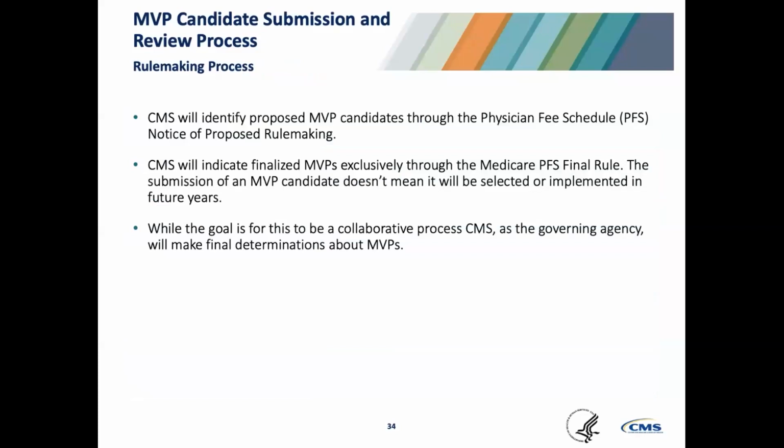After the 45-day candidate feedback period, CMS will identify proposed MVP candidates through the physician fee schedule, notice of proposed rulemaking. CMS will indicate finalized MVPs exclusively through the Medicare PFS final rule. The submission of and/or the posting of an MVP candidate for general public feedback doesn't mean it will be selected or implemented in future years. While the goal is for the MVP candidate submission and review process to be a collaborative process with CMS, CMS as the governing agency will make final determinations about MVPs. Next slide, please.